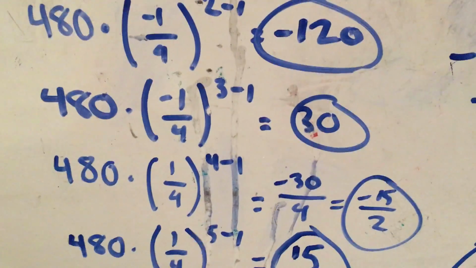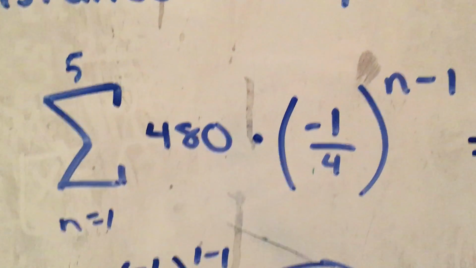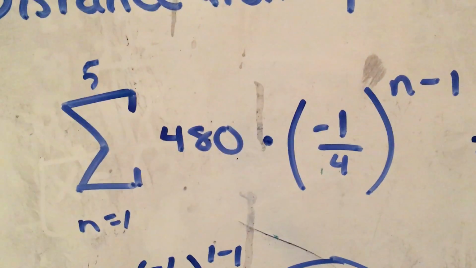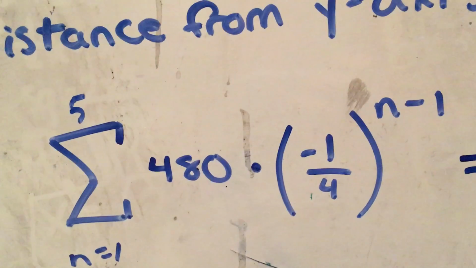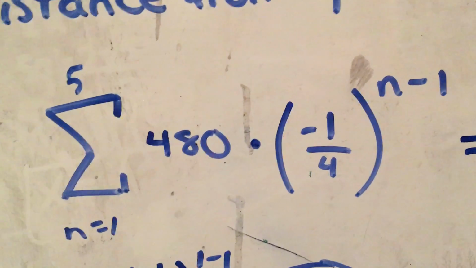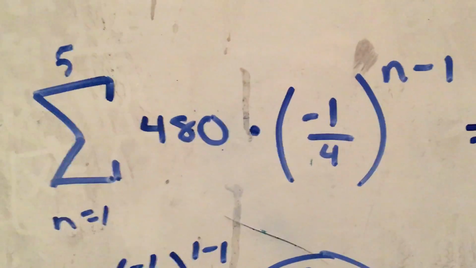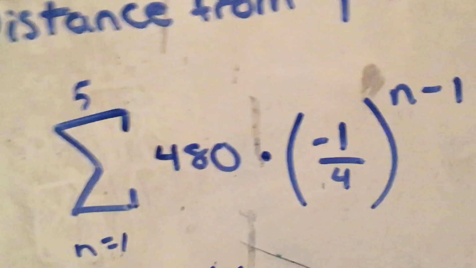So we have to change our 1/4 to -1/4 to account for the fact that the bug is traveling back and forth: away from the y-axis, then back towards it at a smaller distance, then away from it again, and so on and so on.